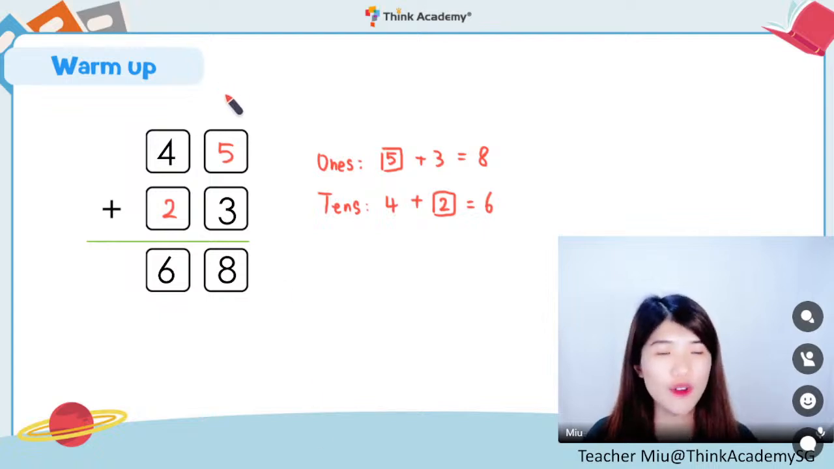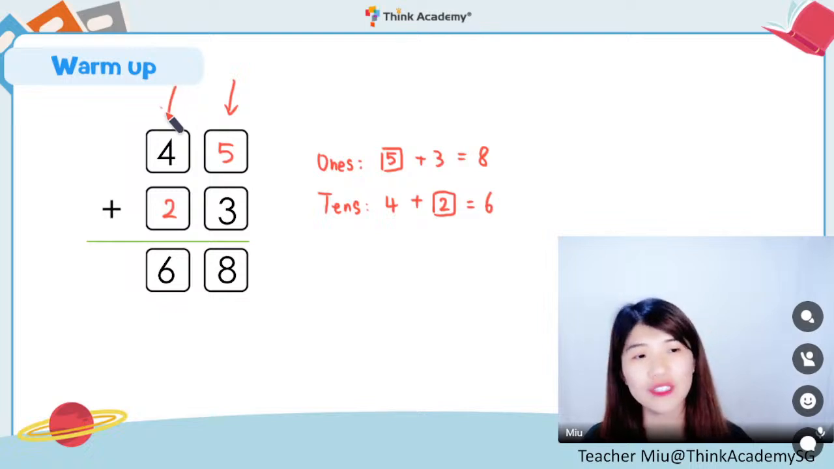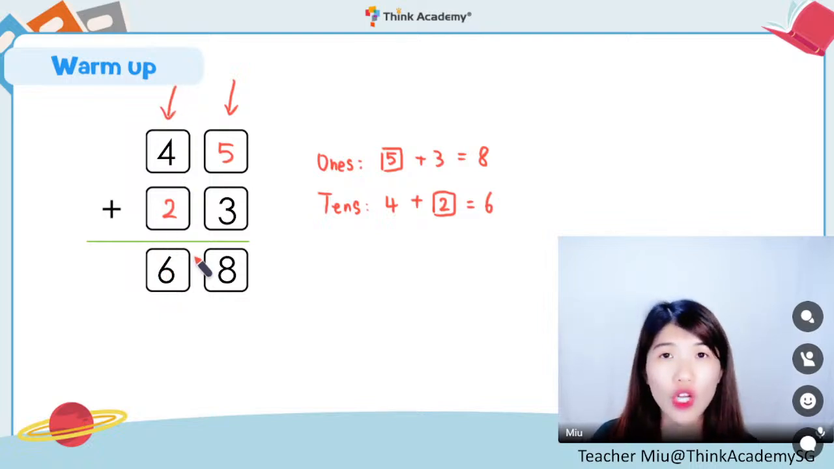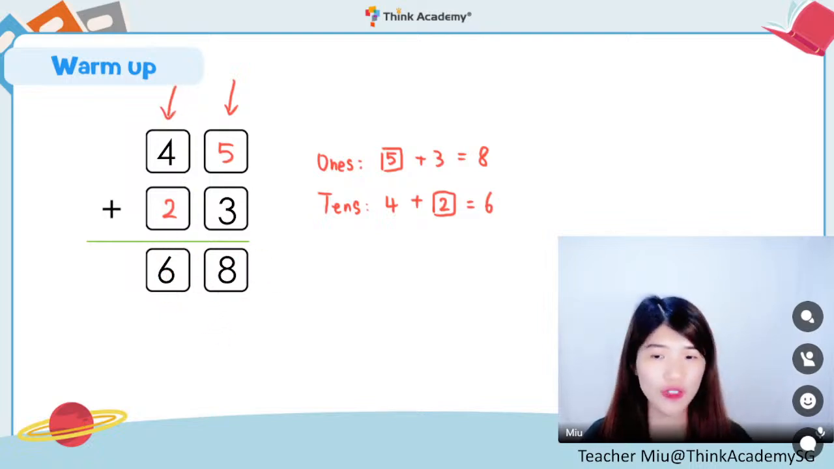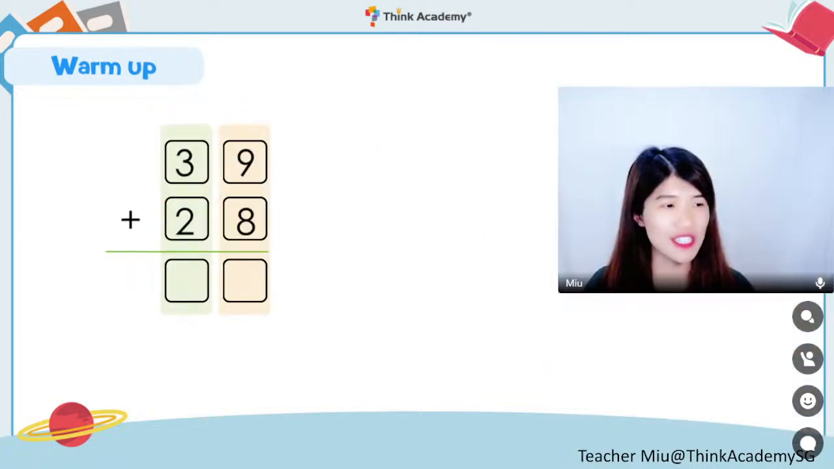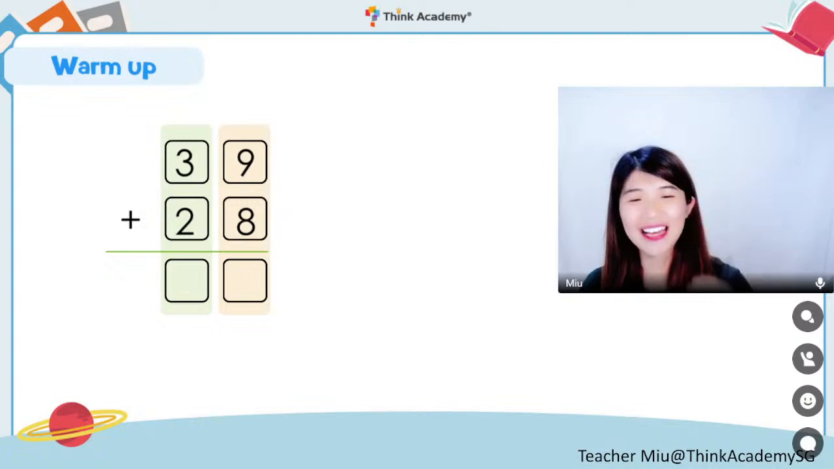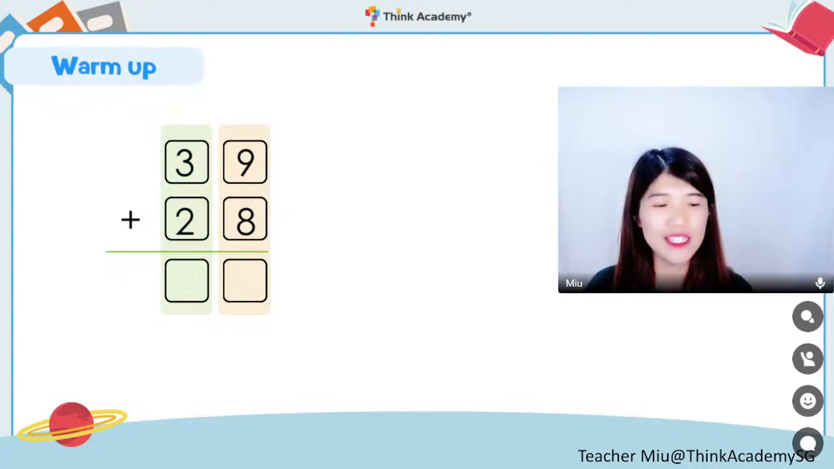Starting from the ones place, find out each of the box, and then go to the next higher place to find out. Don't forget to check your answer when you finish it. Alright, so let's come to our practice question. For this practice question, this one is very easy, guys. So for this question, what do you think? Just now we already find out that we should start from the ones place first, right? Okay, so let's start from the ones place.